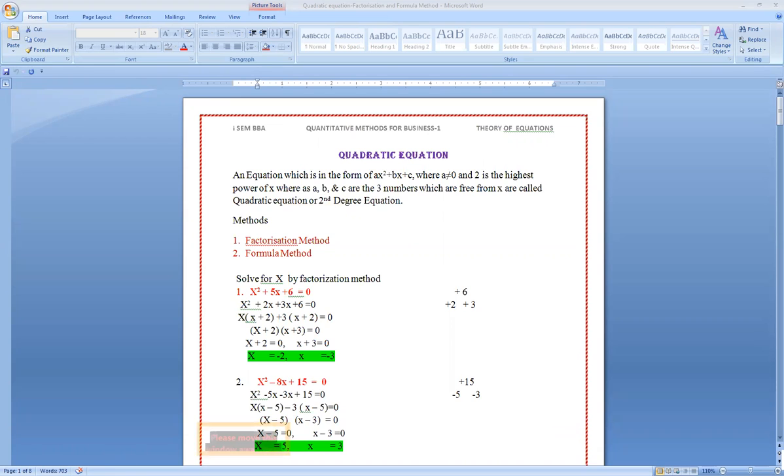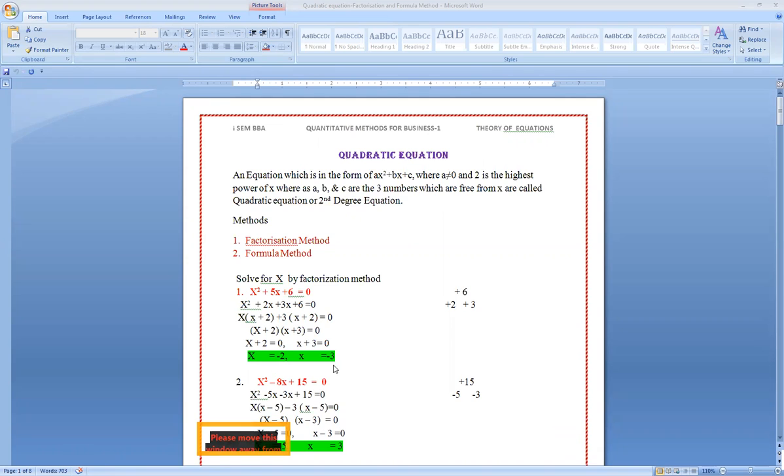Today in this class, we are going to have a discussion on quadratic equations. In the previous class, we came across linear equations as well as simultaneous equations, by both the elimination and substitution methods. Let us go for the third type, which is called the quadratic equation.